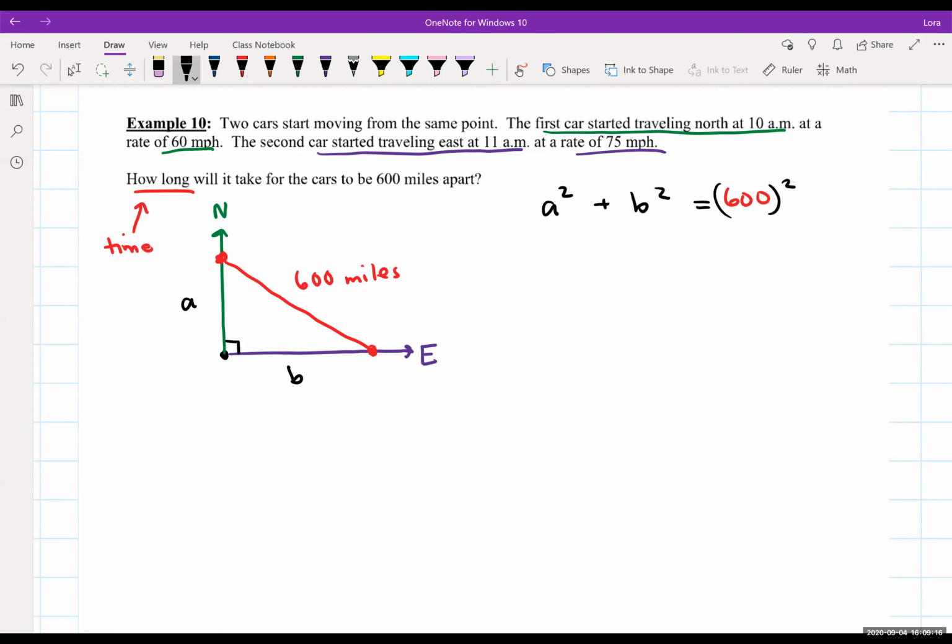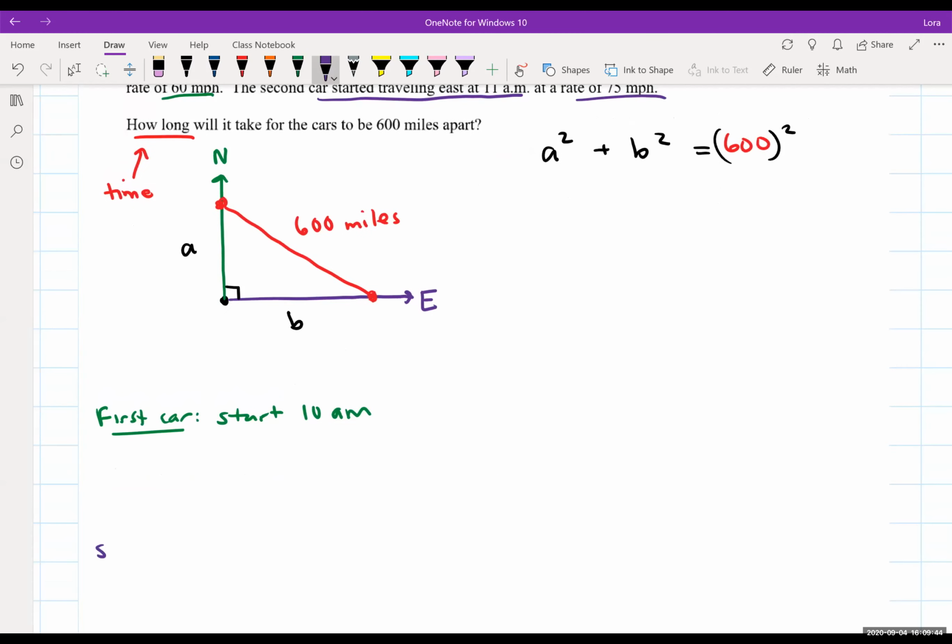So this is done by understanding, again, how long has each car been on the road? So I'm going to start off again with the first car. At this point, the first car starts at 10 a.m. And I'll compare this to the second car. I'm going to go underneath a little bit. Car, not cart. There we go. They're actually starting at 11 a.m.